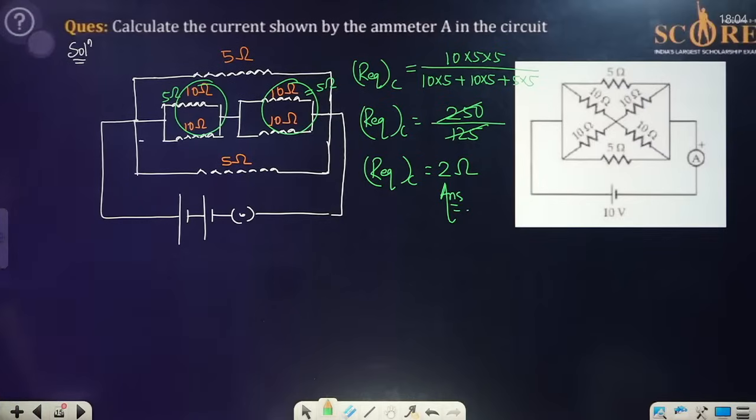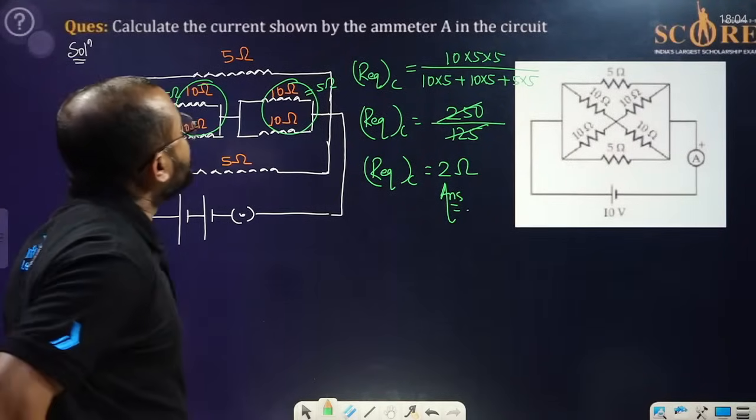Fine. I hope it is clear to all people and you have understood this much. Okay, chalo. Now calculate the current showing on the ammeter.